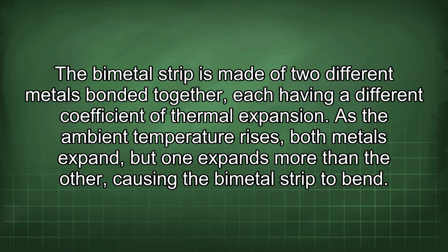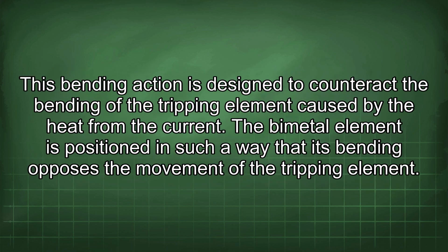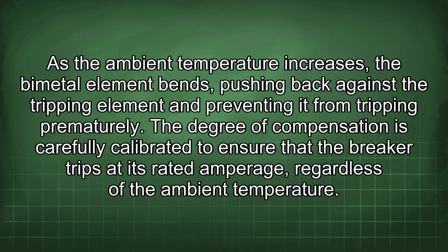The bimetal strip is made of two different metals bonded together, each having a different coefficient of thermal expansion. As the ambient temperature rises, both metals expand, but one expands more than the other, causing the bimetal strip to bend. This bending action is designed to counteract the bending of the tripping element caused by the heat from the current. The bimetal element is positioned in such a way that its bending opposes the movement of the tripping element. As the ambient temperature increases, the bimetal element bends, pushing back against the tripping element and preventing it from tripping prematurely. The degree of compensation is carefully calibrated to ensure that the breaker trips at its rated amperage regardless of the ambient temperature.